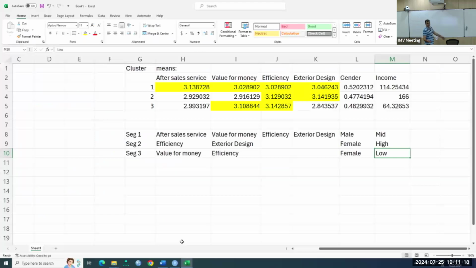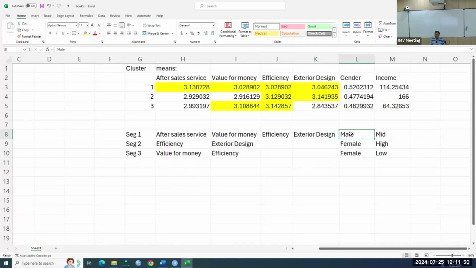Now once I decide I will target segment 2 or segment 3, I'm just giving an example, I will target segment 1 or segment 2 or segment 3 or all segments. Now try to understand, if I want to target segment 1, they are looking for after sales service, value for money, efficiency, exterior design. So their customer persona is after sales service, value for money, efficiency, exterior design, male and mid. So what is my customer persona for segment 1?